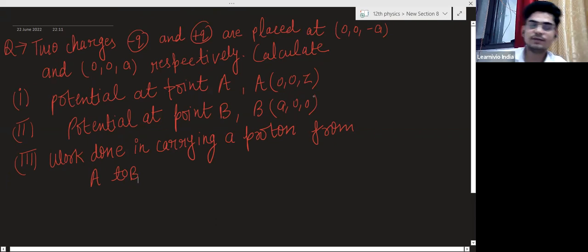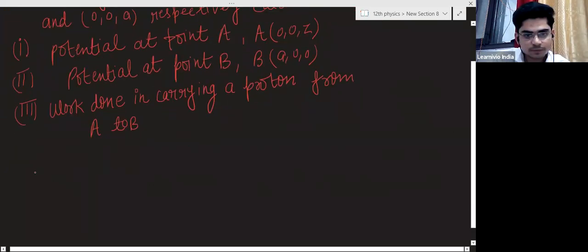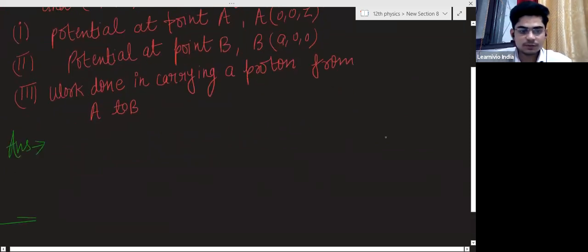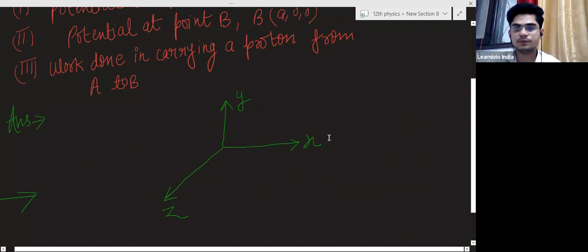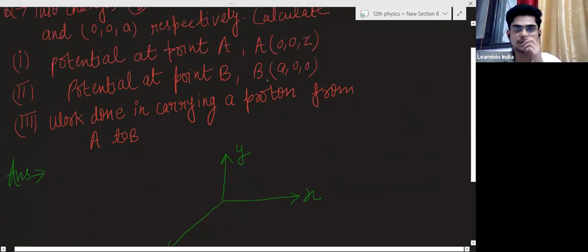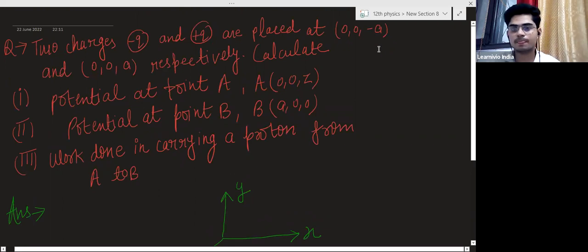Sorry for the internet. Now we will solve this. For this, suppose this is the y-axis and this is the z-axis. So Hamza, can you tell me the location of 0 comma 0 comma minus a?